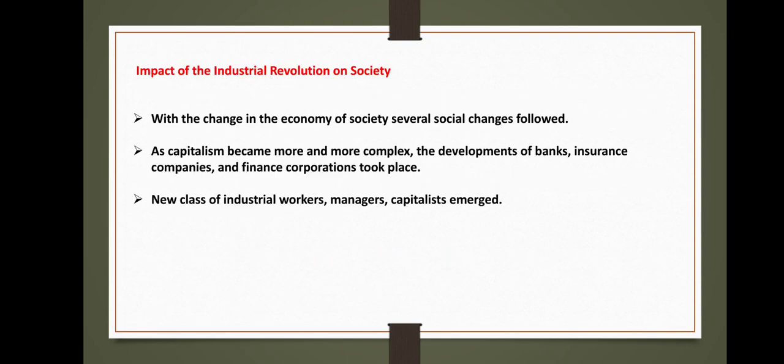Impact of the Industrial Revolution on society. With the change in the economy of society, several social changes followed. As capitalism became more and more complex, the development of banks, insurance companies, and finance corporations took place. A new class of industrial workers, managers, and capitalists emerged.